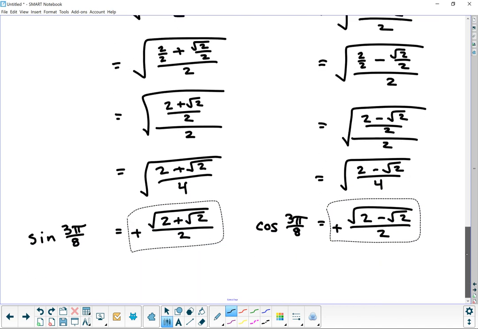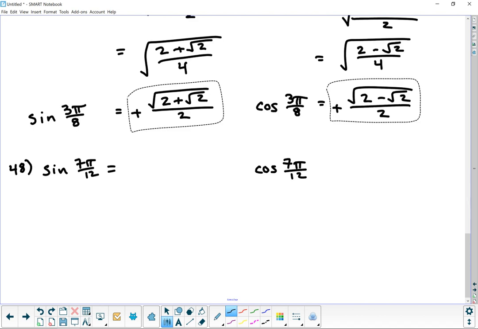Okay, last one, 47. So this is 48. 48, we're looking for 7 pi over 12, and we want the sine of 7 pi over 12 and the cosine of 7 pi over 12. Using my Zell's method, I'm going to cut to the chase. Some of you may have figured this out by now, but if I want 7 pi over 12, I would have to do sine of 7 pi over 6 over 2, and cosine would be cosine 7 pi over 6 over 2.